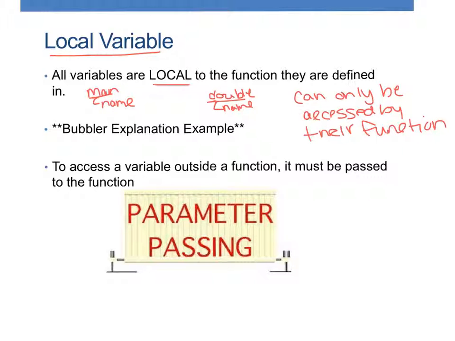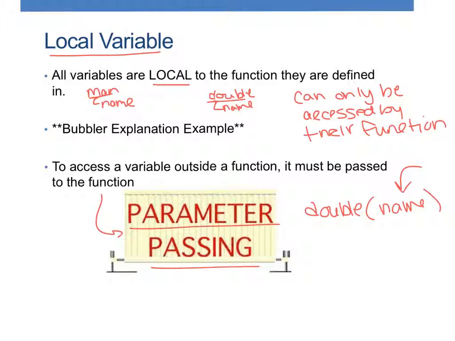So what's tricky here is sometimes we want to share variables between different functions, and this is where this concept of parameter passing comes in. So to access a variable outside of a function, it must be passed to that function via the parameters, which is why when we called double, we passed by value, we put name on the inside, and we were able to pass that variable's value inside of it.